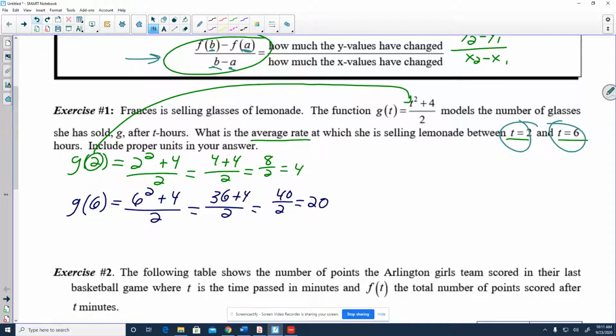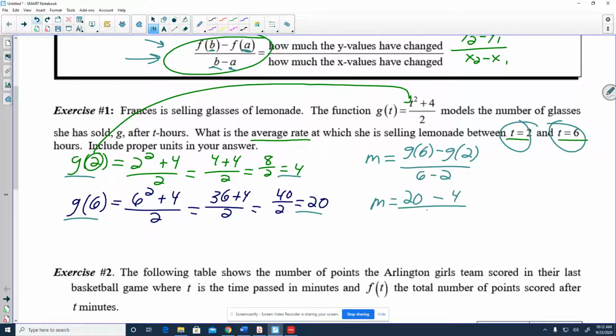Now to find our slope, or our average rate, which we're going to denote as m again, our slope formula is g of 6 minus g of 2 all over 6 minus 2. That's right off of this formula. g of 6 we said was 20, g of 2 we said was 4, and 6 minus 2 is just 4. So now we have 16 over 4.